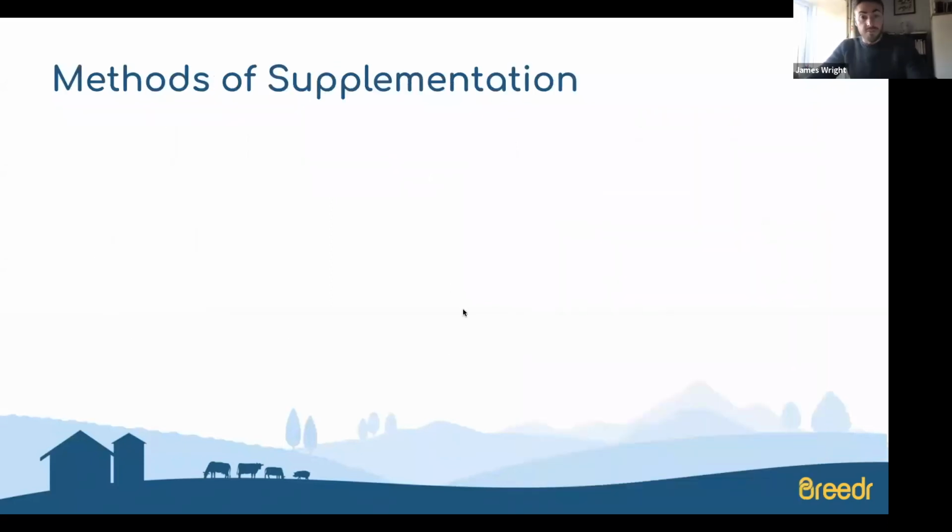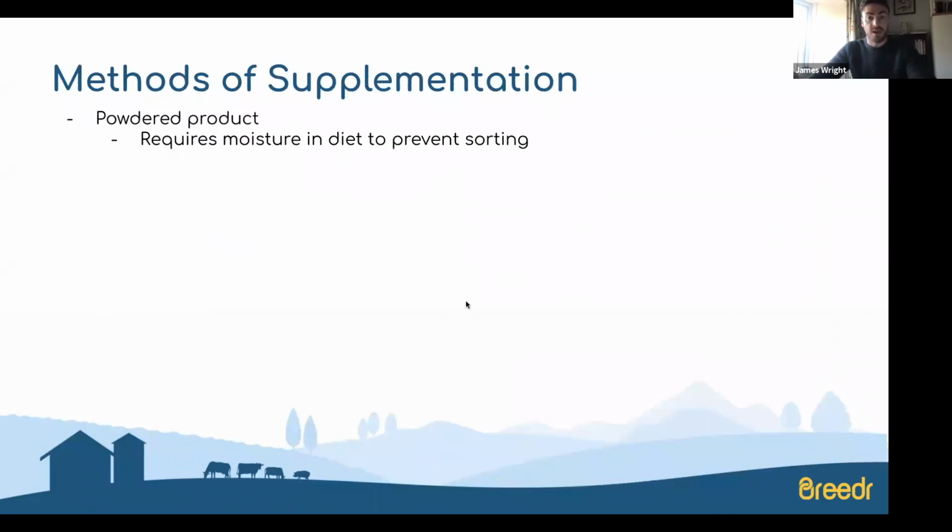So methods of supplementation then, just to finish off, a number of different ways. There's a powdered product, which may or may not be limited to mixer wagons. The fact that it comes as a really dry powder, you need a certain element of moisture within the diet to prevent it from just filtering out and sitting on the concrete floor at the bottom, and the cows don't eat any.